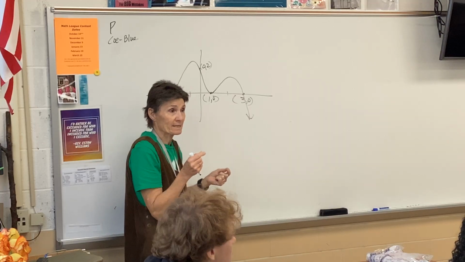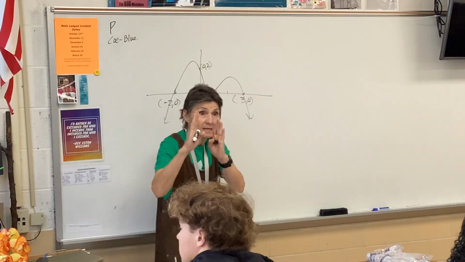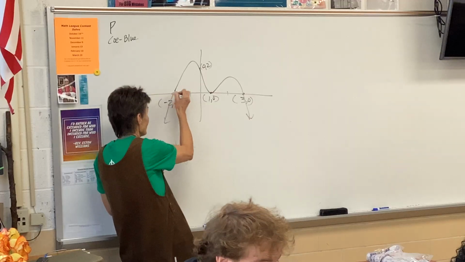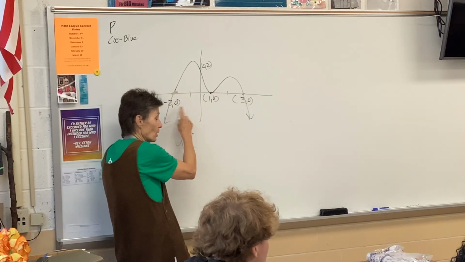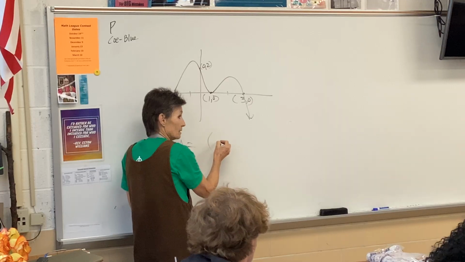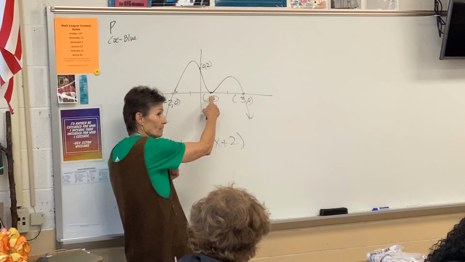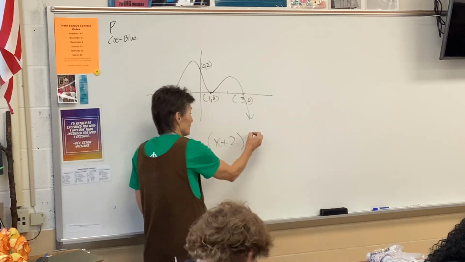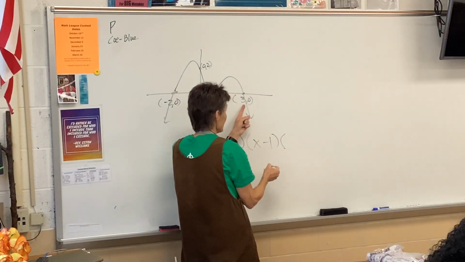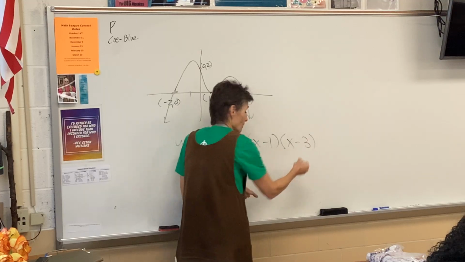And where did those points come from? They came the opposite of the parentheses. So guys, if you see a dot here at -2, 0, what does that mean you had to have had in your equation? X plus 2. And I got one here, so I had to have had x minus 1. And I have one here, so I had to have had x minus 3. Would everybody agree with that?